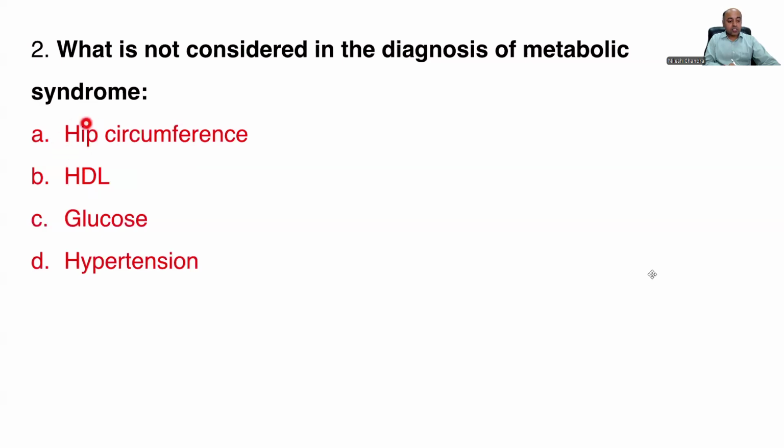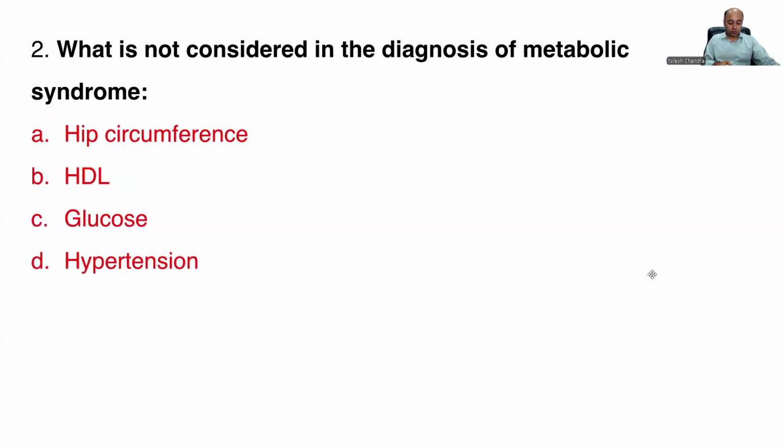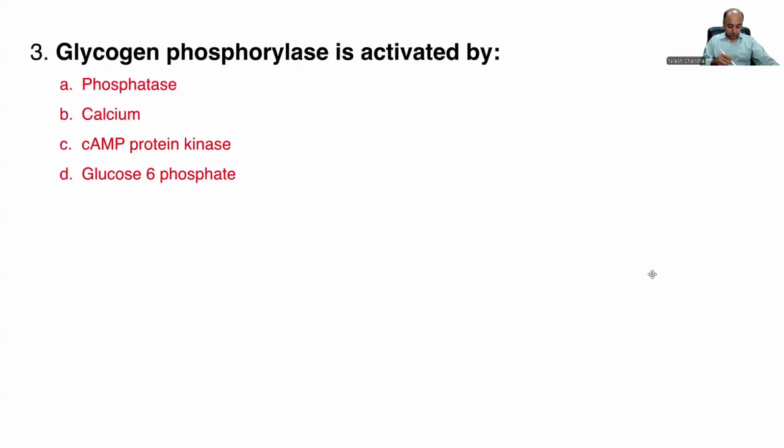But what we have is the waist circumference, not the hip circumference. I'll show you the parameters for the diagnosis. So waist circumference, blood pressure, fasting triglyceride, the fasting HDL, and the fasting blood glucose. These are the 5 parameters which are required to diagnose the metabolic syndrome. So in this question, the hip circumference is the wrong option. The answer should be waist circumference. Okay. So in this case, the not considered in diagnosis is hip circumference.